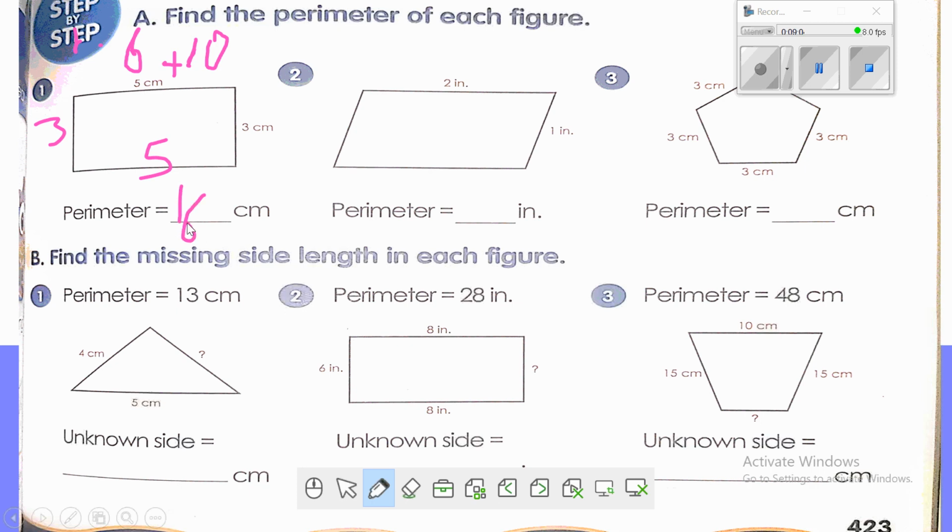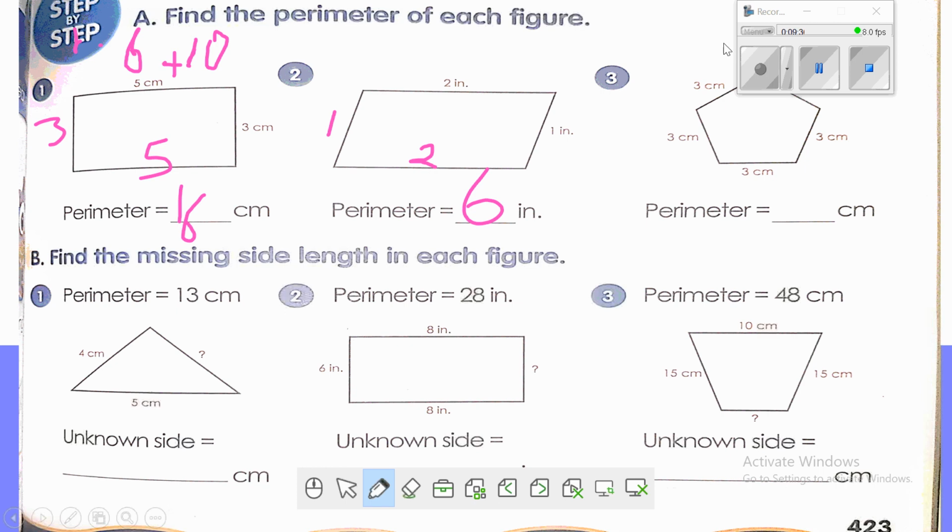Again, here I have a parallelogram. The opposite sides are the same. If there is 2, there is 1. Okay, let's find it now. 1 plus 1, 2. 2 plus 2, 4. 4 plus 4. Sorry, 1 plus 1, 2 and 6 inches. Let's see the next.